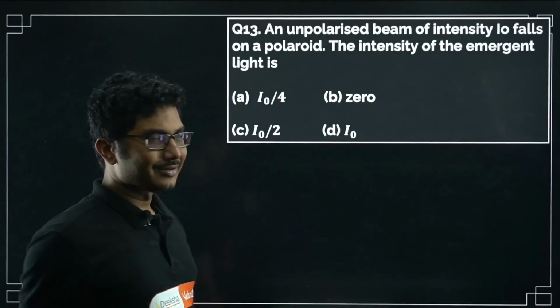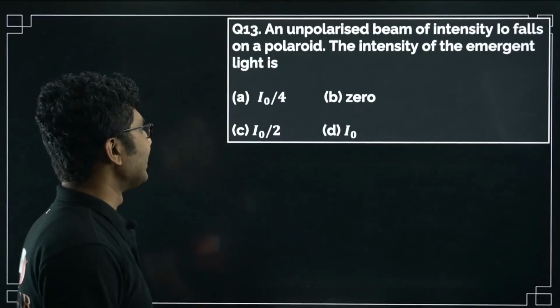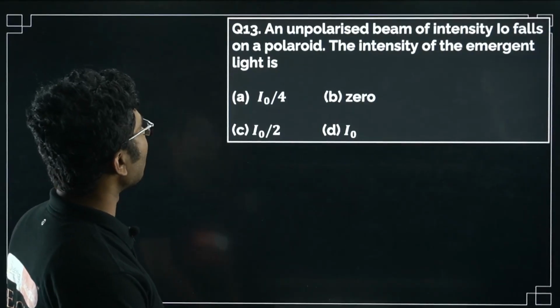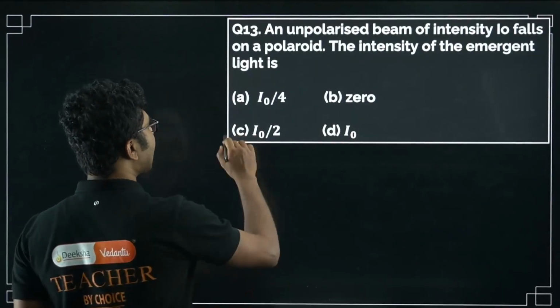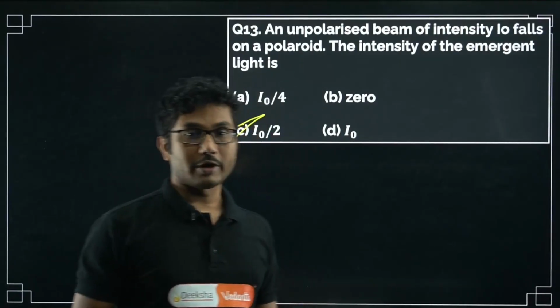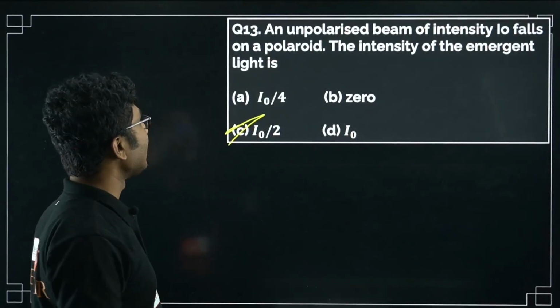Light does not have a 2 centimeter wavelength. Next question: an unpolarized light beam of intensity I naught falls on a Polaroid. The intensity of the emergent light is I naught by 2. In the case of unpolarized light falling on a Polaroid, the intensity is I naught by 2.